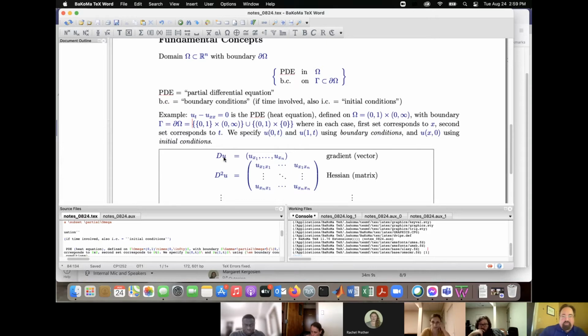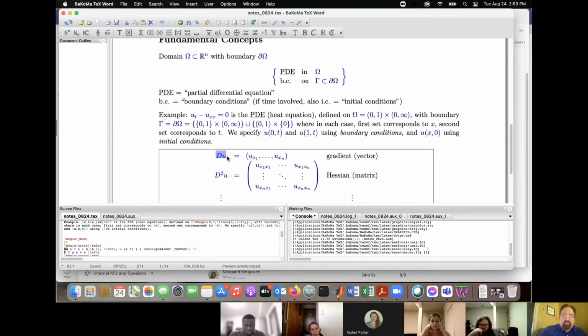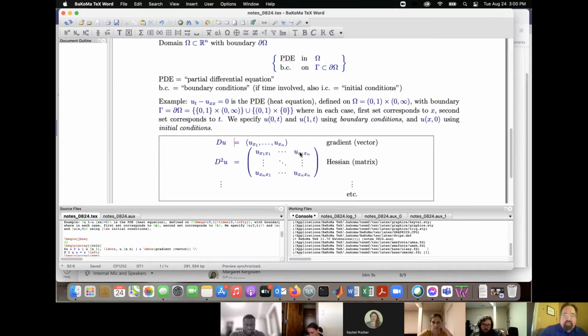So if you have a function u of n variables, then capital Du refers to the derivative of u, which in this case consists of all possible first partial derivatives of u with respect to the n variables. This is often called the total derivative, but it's also better known as the gradient. So a first derivative would be a vector, but higher order derivatives would be higher dimensional arrays.